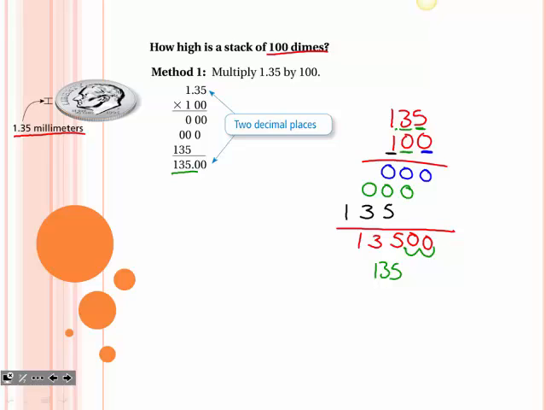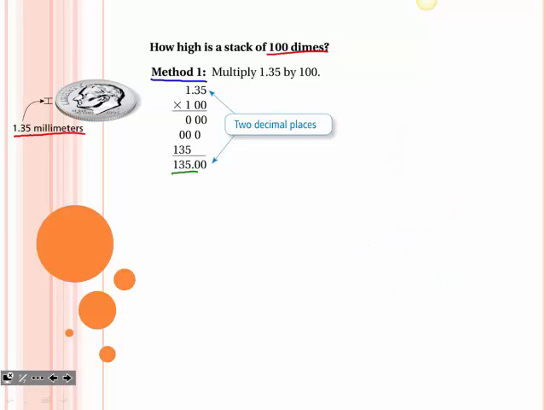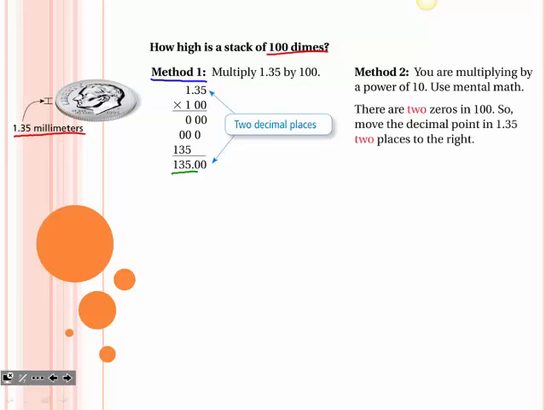But that's not the only method. Keep in mind, this is only one way to solve it. If you're multiplying by 100, you can just move your decimal over. So you are multiplying by a power of 10 because 10 times 10 is 100. So you can actually do this mentally. Since there are 2 zeros in 100, you can move your decimal point in 1.35 2 places to the right. So we can just move it over and get 135.